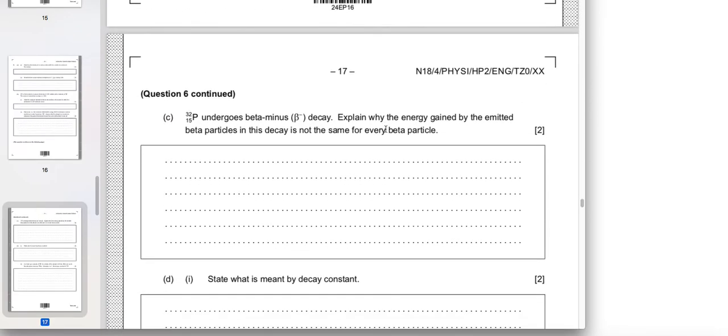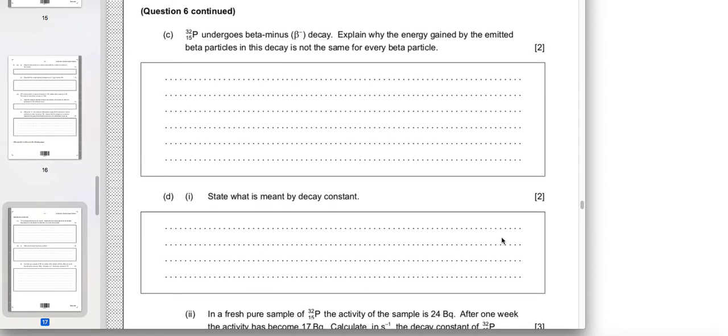Okay, next. Phosphorus-32 goes beta minus decay. Explain why the energy gained by the emitted beta particles in this decay is not the same for every beta particle. Remember, in this case you have to refer to the fact that beta minus decay occurs only if an electron antineutrino is emitted. So the energy released in beta minus decay, the total energy, is shared between the electron, the beta minus, and the electron antineutrino.